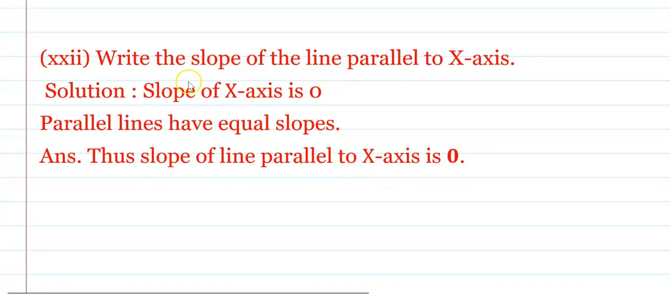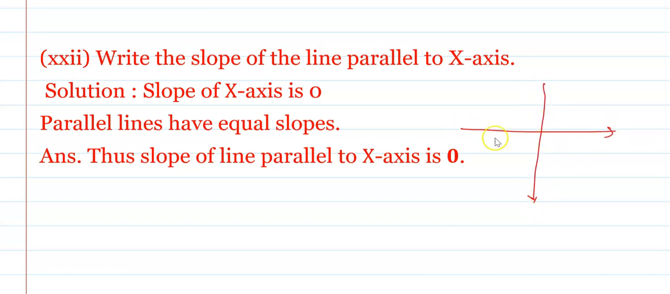Now the next. Write the slope of the line parallel to x-axis. What is the slope of a line parallel to the x-axis? It is 0. The slope of x-axis is 0, there is no inclination. Suppose this is the line, it is parallel to this x-axis. This line L is parallel to x-axis. Therefore, the slope of that line is 0.